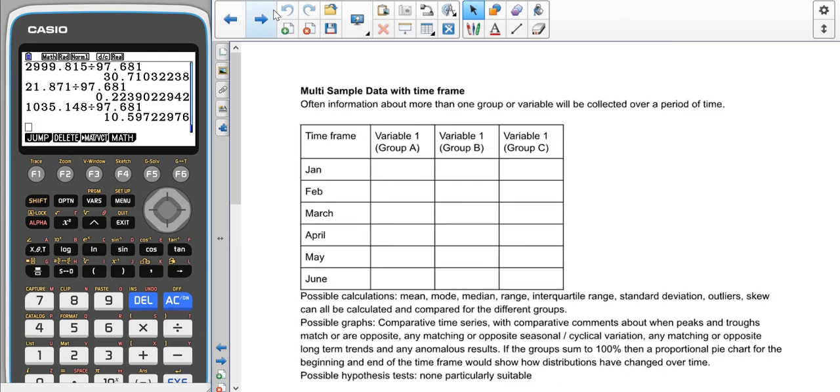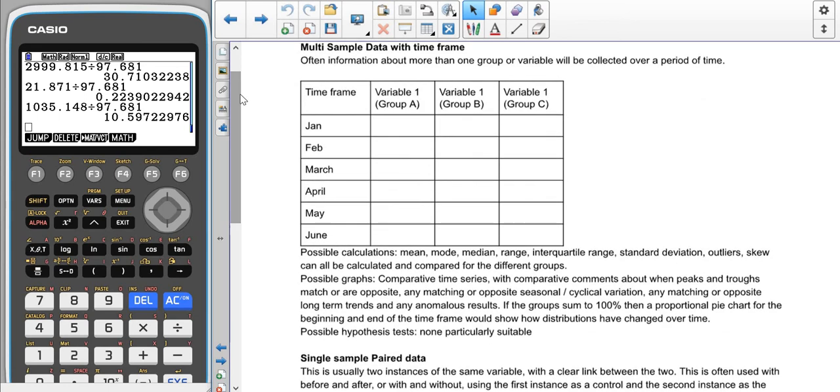So then if we have multiple samples of data and a time frame, then again we could find that same information, but this time we would make a comparative time series graph. So we could still make the same comments as before about the peaks, thoughts of why those peaks might happen, if we have seasonal cycles or variations, but also we could talk about comparisons. So we could talk about, are they matching? Is one always larger than the other? Is it opposite over long terms?